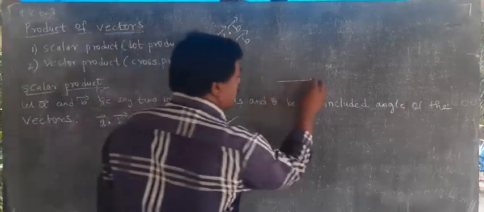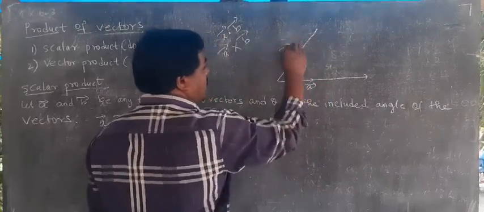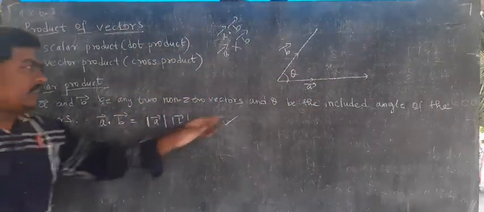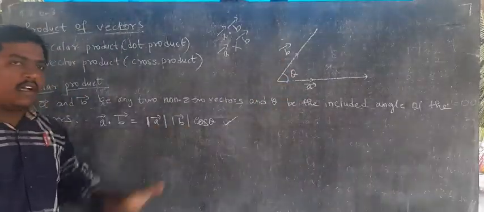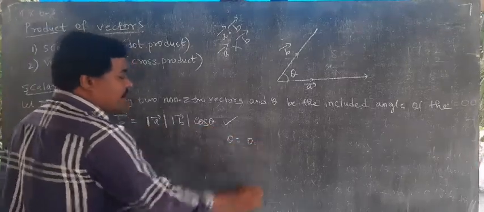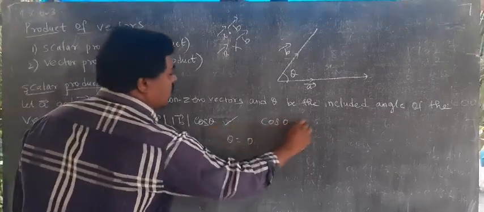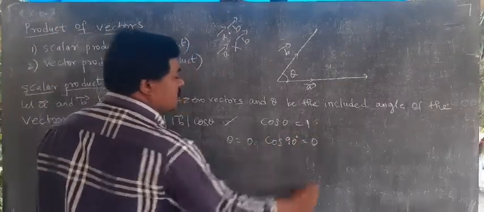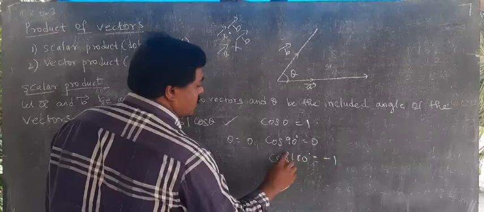So A vector dot B vector equals modulus of A vector times modulus of B vector times cos theta. Here one is A vector, another is B vector, and this is theta. Right? So they have given cos theta. For theta we apply 0. Cos 0 equals 1. Cos 90 degrees equals 0. Cos 180 degrees equals minus 1.